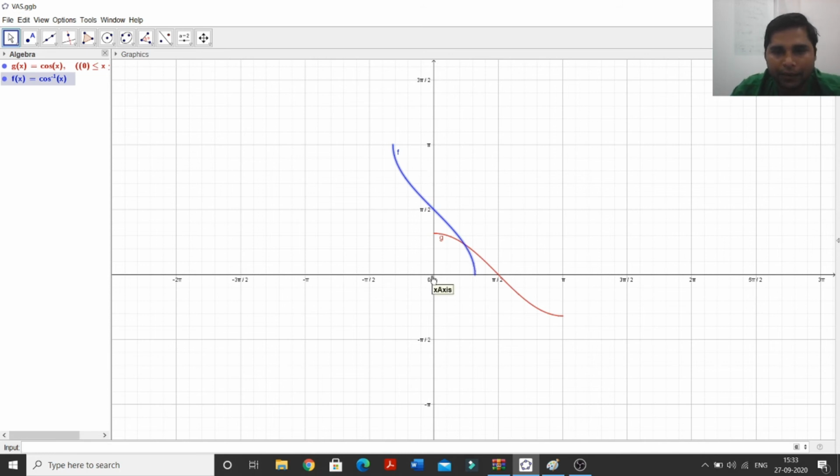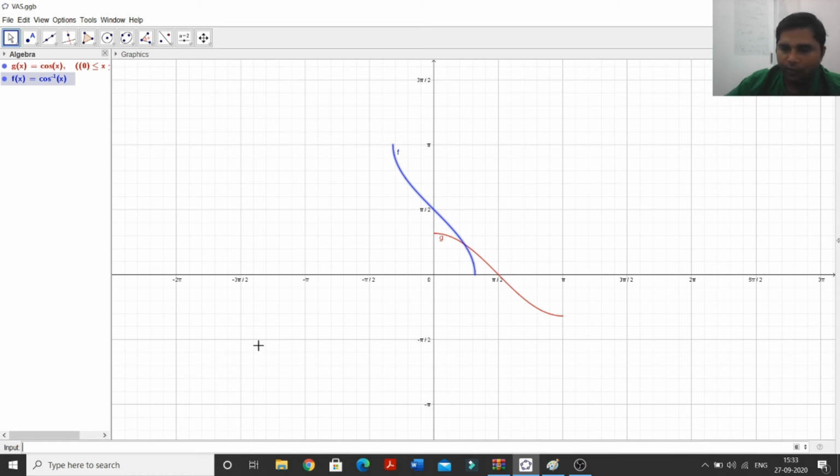Now let's first analyze cos x between 0 to pi. So between 0 to pi, this is the domain, and the range of the function is -1 to 1. For the inverse function, the domain of the function becomes the range of the inverse function. That's why the range of the inverse function is between 0 to pi, and it lies between -1 to 1. This is the domain of the inverse function, which is the range of the cos x, right?